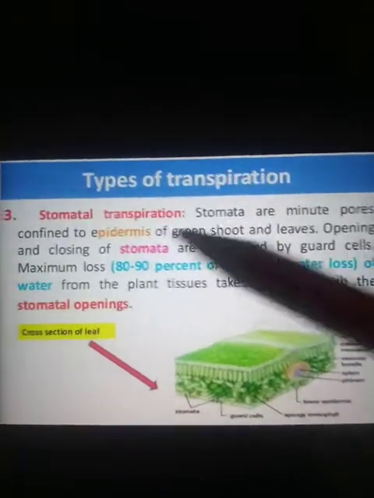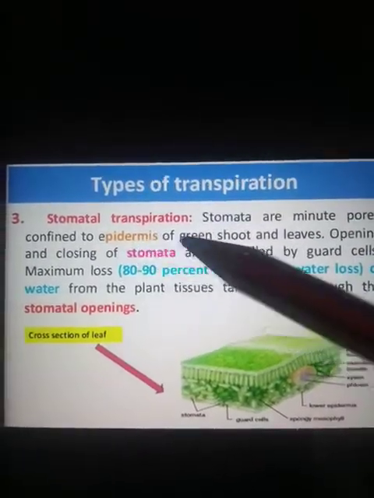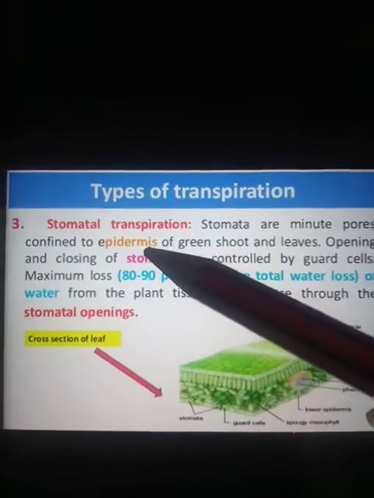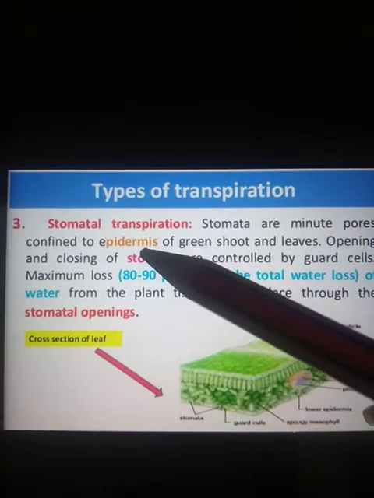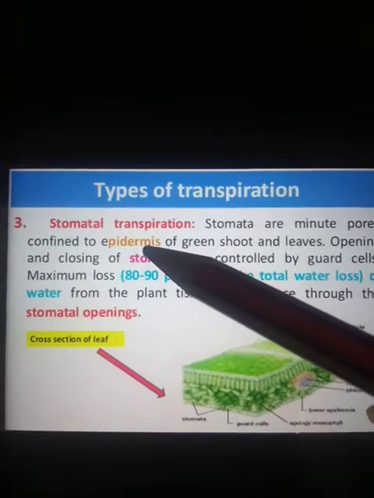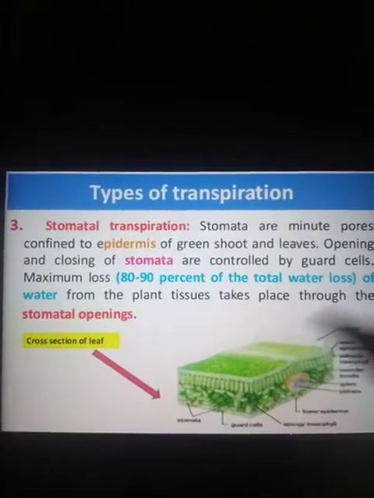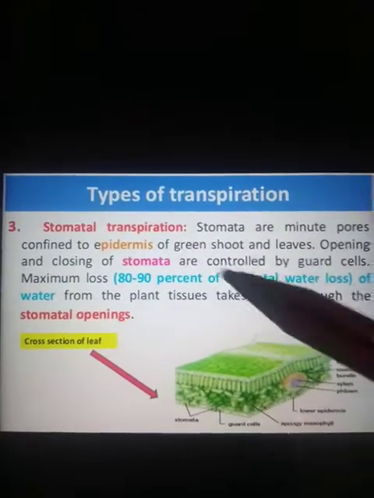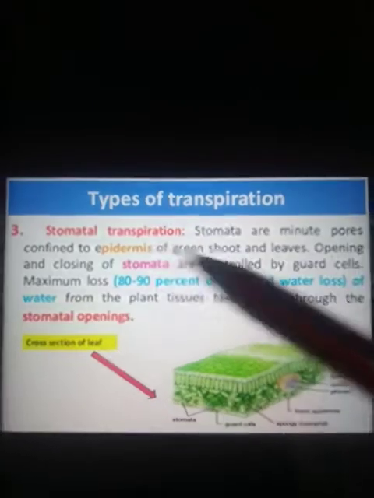Stomata are minute pores which are confined to the epidermis of the green shoot and leaves. Epidermis is the surface. You have learned in the tissues that the epidermal layer, that is the outer layer present on the leaves or on the green shoots. It is the outermost layer of the plant cell of the plants.